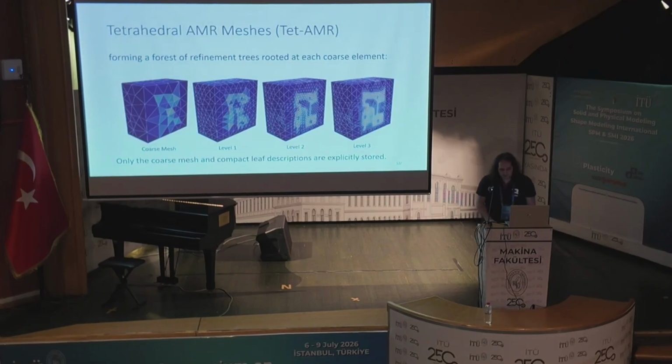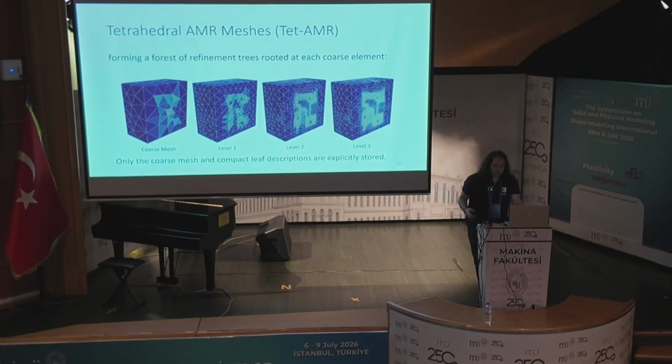One thing good about this structure is that you don't need to store all of the vertices of the finer levels, because they can be deduced from the coarse mesh. So Holke only stores the coarse mesh and some compact leaf descriptions that can be used for recalculating the vertices.